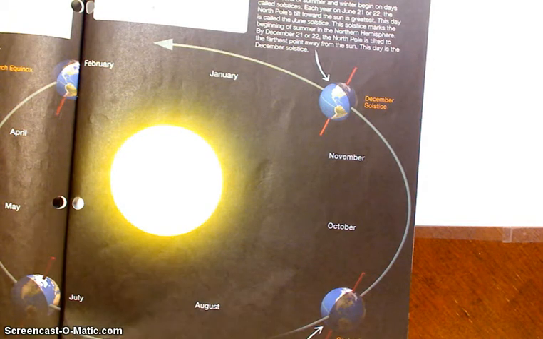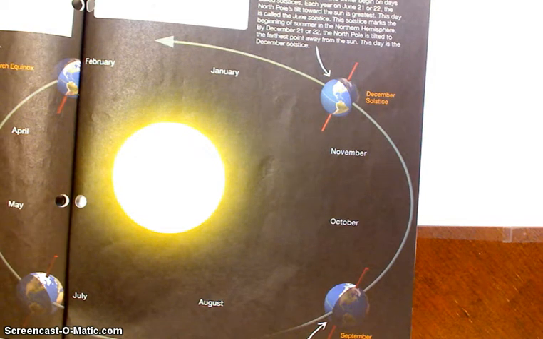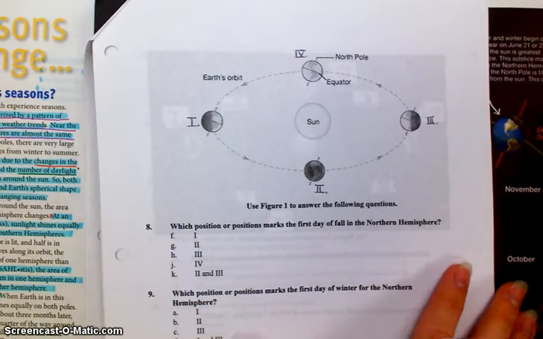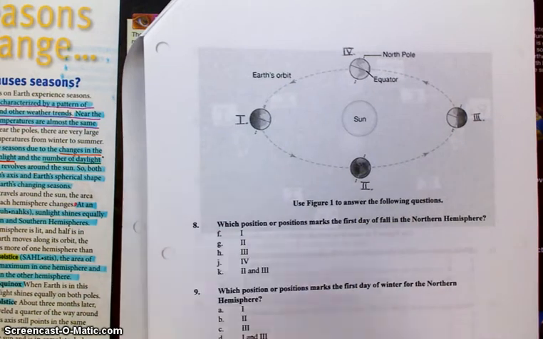All right, let's go to number 8. It says use figure 1 to answer the following questions. Which position or positions mark the first day of fall in the northern hemisphere? So let's go to our paper. Hang on.